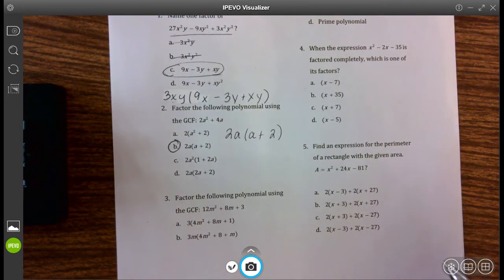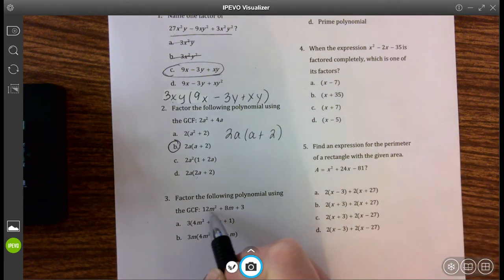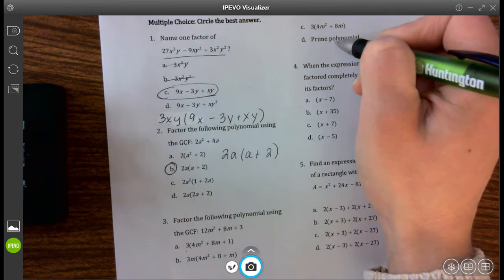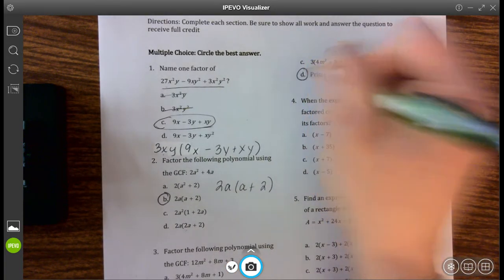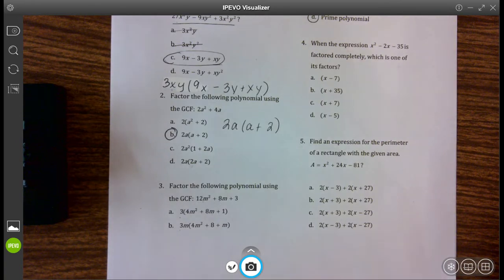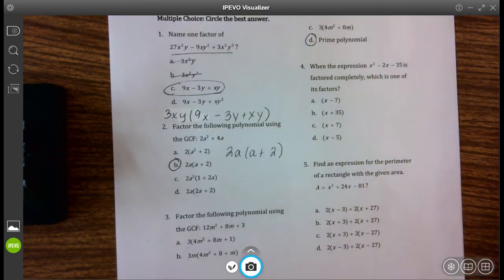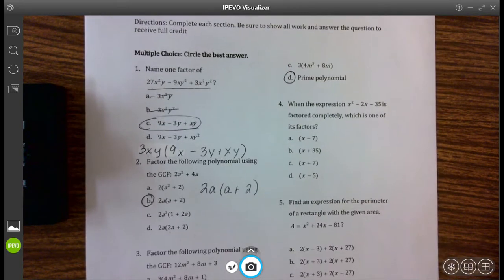Number 3, factor the following polynomial using the GCF. They don't have anything in common. So it's not A, B, or C. Well, it'd be D, prime polynomial. Can't factor it. Make sure to show as much work as possible because if answers are just circled, I cannot give you full credit.